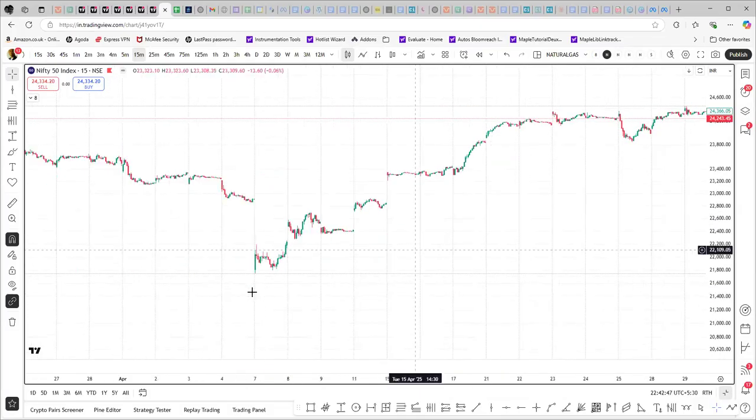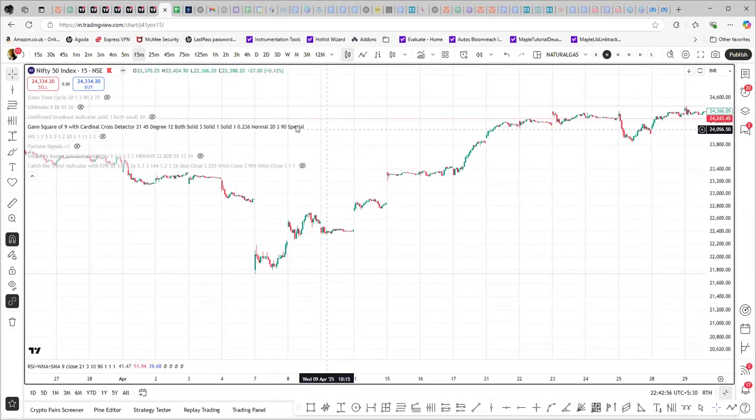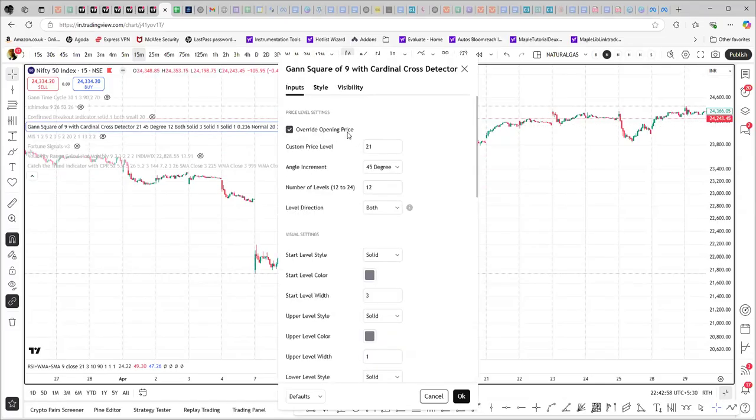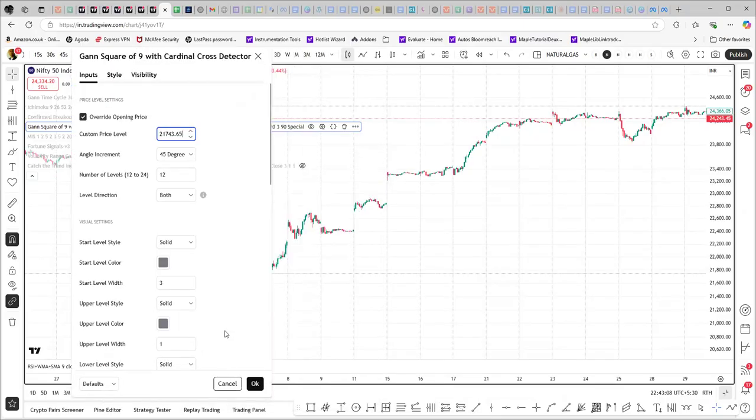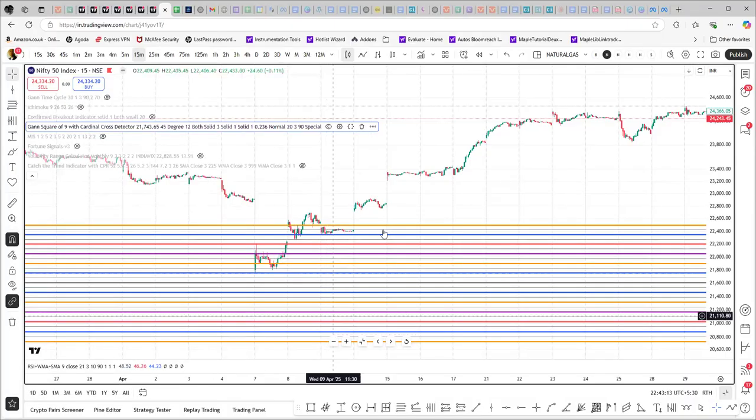So if I take the low, the number is 21,743.65. I'll go to the indicator settings, and you just need to override this price and set the low, which is 21,743.65. Decimal doesn't matter too much for Nifty, but still I'll use it. As soon as I do that, the indicator will adapt to this time frame.